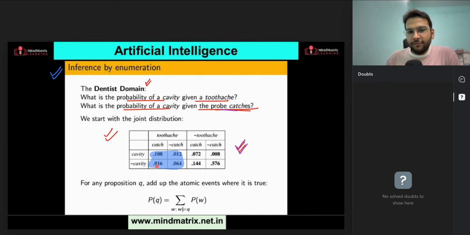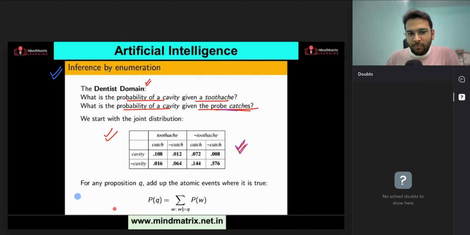Okay. Now what next? Now carefully see this. If I ask you again a simple question: what is the probability of cavity given catch? What is the probability of cavity given catch? So we are finding out the probability of cavity. It is given that catch is there.